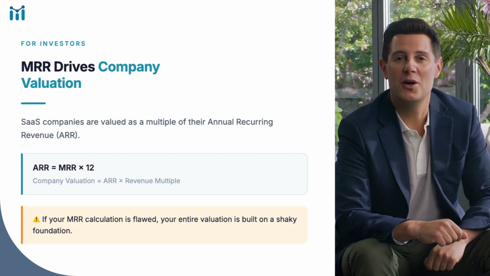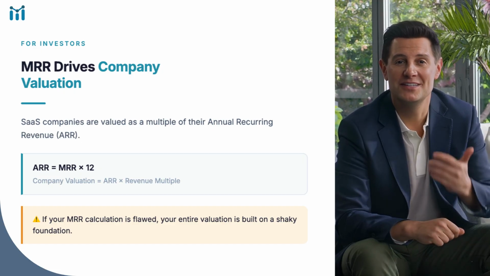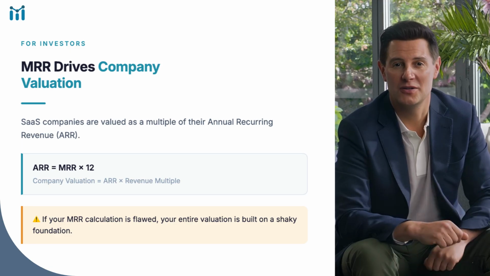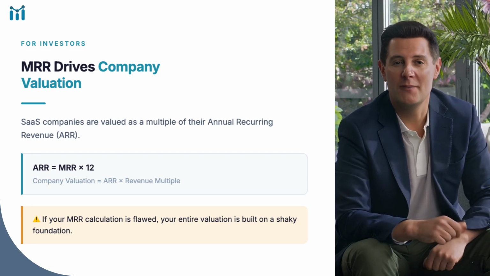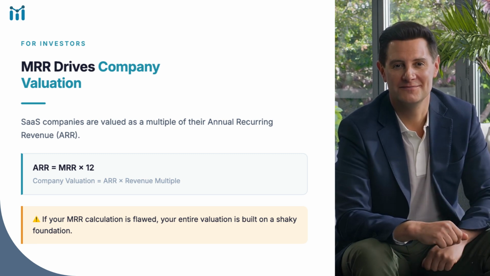For investors, MRR is the primary driver for valuation. In the SaaS world, companies are typically valued as a multiple of their annual recurring revenue, or ARR, which is simply your MRR multiplied by 12. If your MRR calculation is flawed, your entire valuation is built on a shaky foundation.